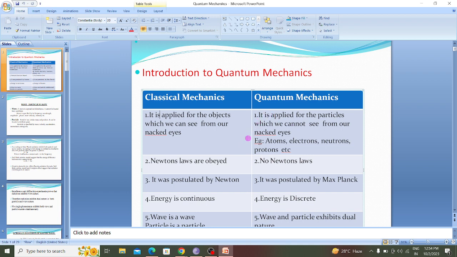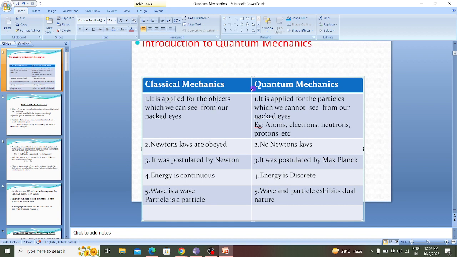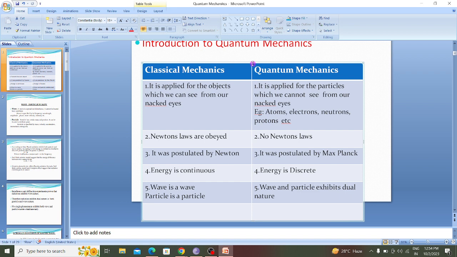Next, in classical mechanics, for the objects which we can see with our naked eyes, we apply Newton's laws. Newton's three laws can be applied for classical mechanics. In quantum mechanics, Newton's laws are not obeyed. For example, an electron revolves around the nucleus and keeps doing so even if you don't give any external energy. So Newton's laws cannot be applied for microscopic particles.